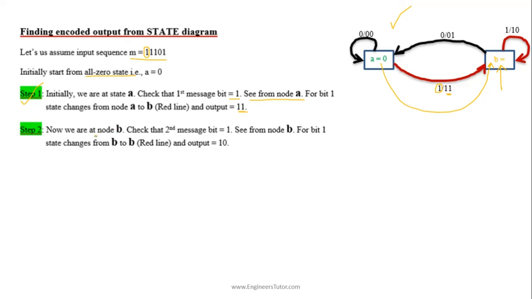Now we are at node B or state B. Check the second incoming message. Second incoming message is also 1. From node B, this is incoming with 0, this is incoming with 1. That means this one. The state changes from B to B. Self loop. The output is 1 0.